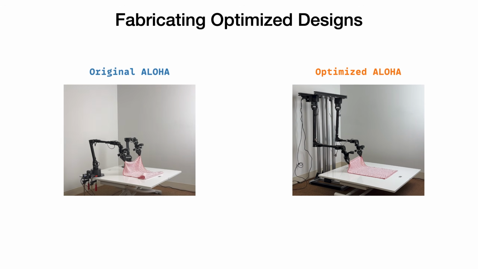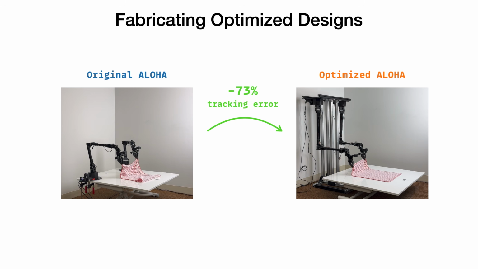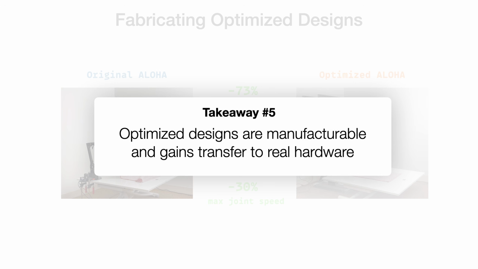Quantitatively, we saw a 73% reduction in tracking position error, along with a 30% reduction in maximum joint speed. These results demonstrate that our optimized designs are manufacturable and their gains robustly transfer to real hardware.